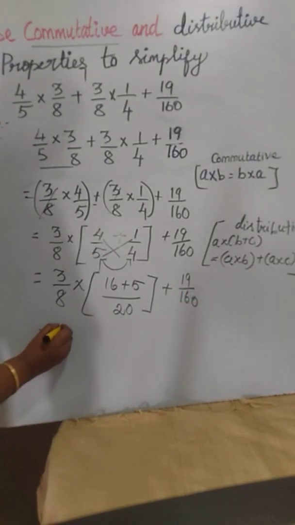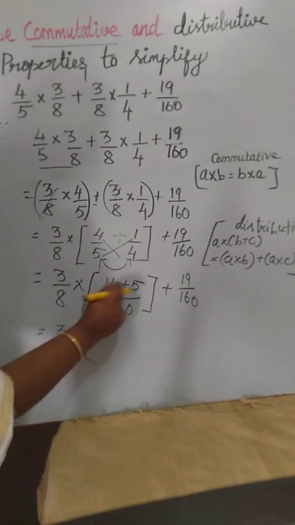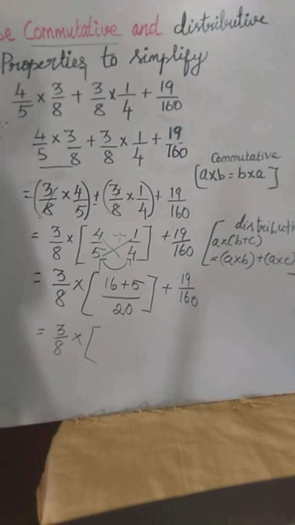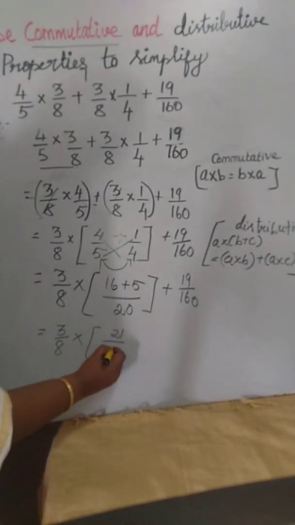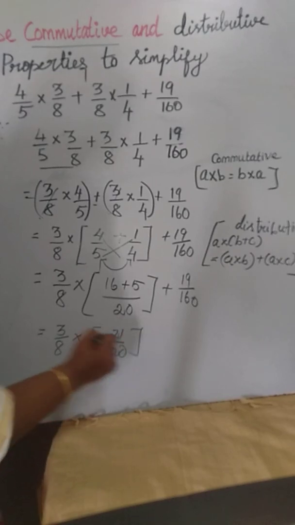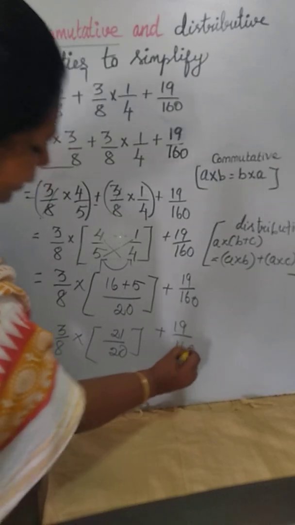So 3 divided by 8 into, so 16 plus 5. What is the answer? 16 plus 5 is? Yes, 21 divided by 20. 21 divided by 20 plus 19 divided by 100 is 60.